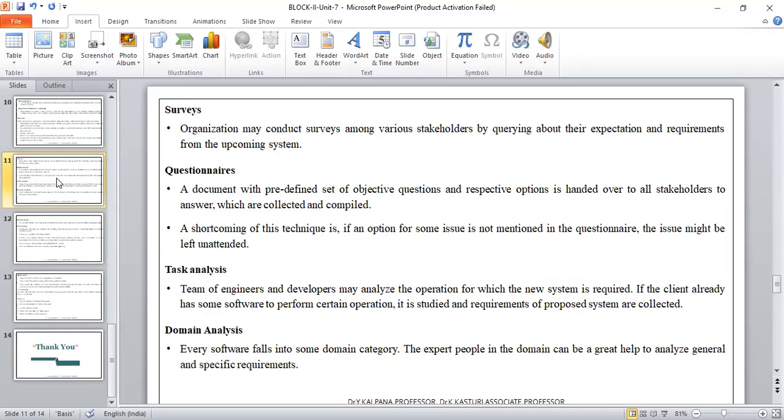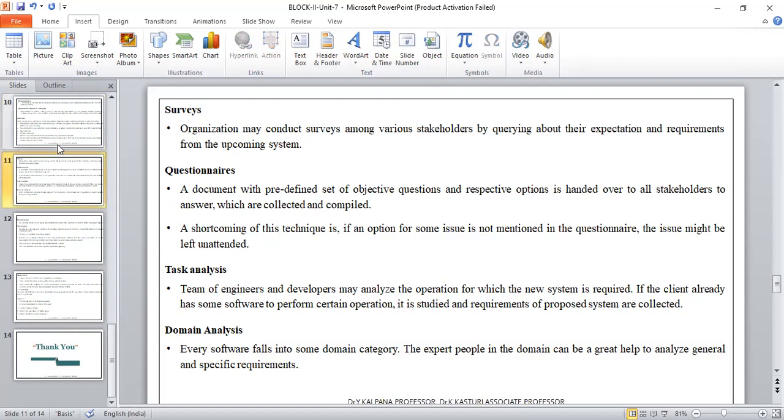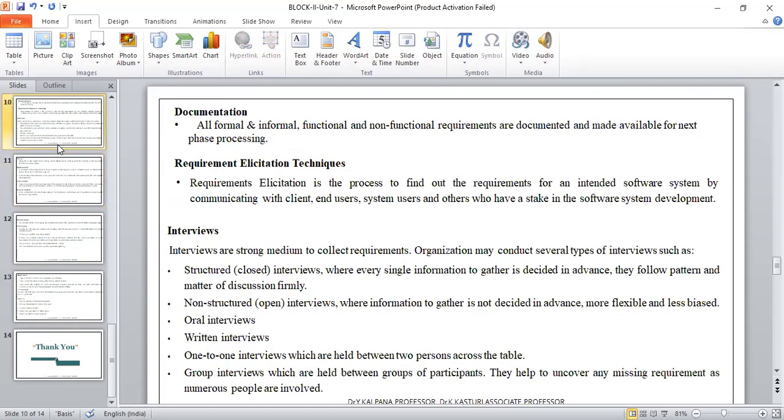communicating and getting the expert knowledge from the domain. And then task analysis is done by the team of engineers and developers to know about the existing system so that they can study the requirements of the proposed system. And then questionnaires: a list of questionnaires, a set of objective questions and respective options will be there. All the stakeholders will answer them, so that by drawing on this questionnaire, they can come to a conclusion about the requirements. And a survey is also done for the stakeholders. And then the first one is the interviews. One-to-one and group interviews, all kinds of interviews are done.